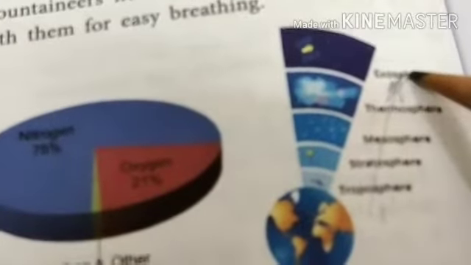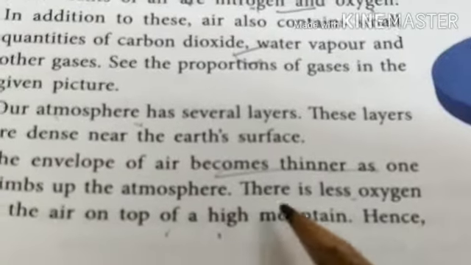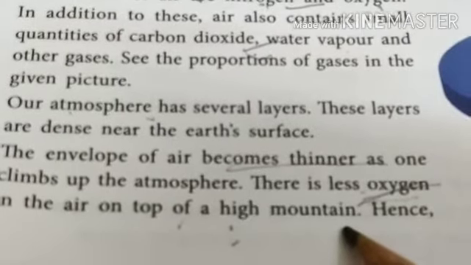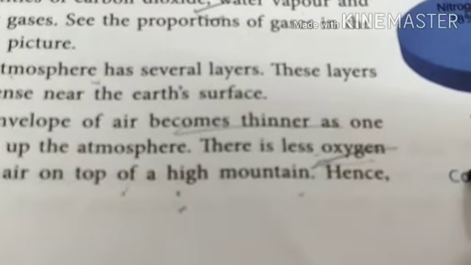The air becomes thinner. So you must have seen the mountaineers, those who climb mountains, when they go up, they carry the oxygen cylinder. Why? Because the air becomes thinner as we go up in the atmosphere, and the oxygen becomes less. So it is necessary to carry oxygen cylinders when people climb mountains, so that they do not have any difficulty in breathing.